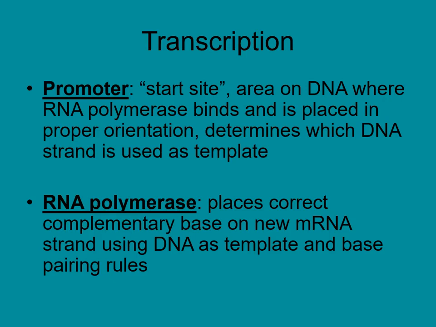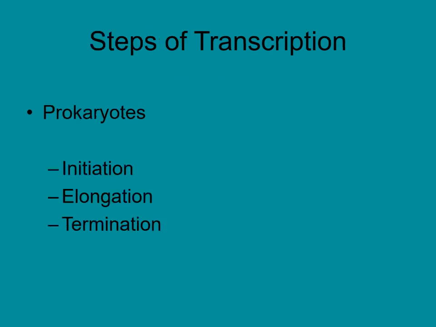That RNA polymerase is going to put in the correct complementary base using DNA as a template, using those base pairing rules that I just mentioned, that A and T is going to look at that versus the A and U, and then the G and C. So with your steps for transcription, prokaryotes as well as eukaryotes, it's going to be initiation, elongation, and termination.